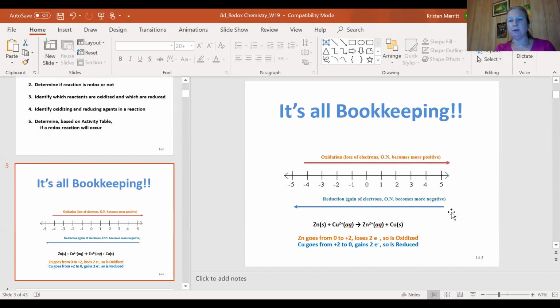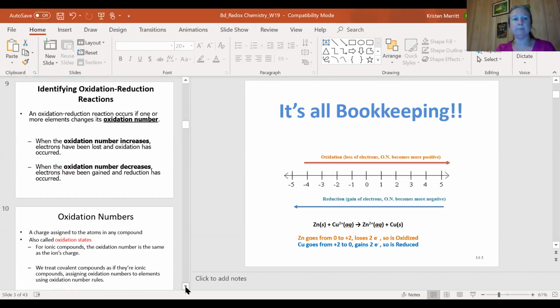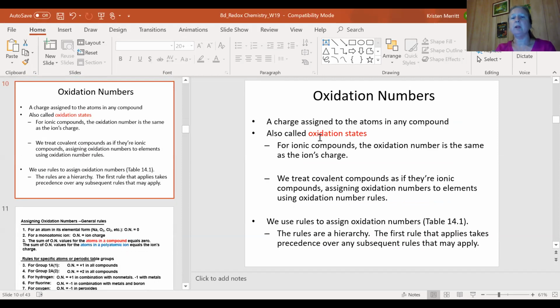If your oxidation number from left side to right side, reactant to product, becomes more negative, you start out as a positive or 0, and you move more towards the negative side of the number scale, it is being reduced, it's gaining electrons. We say it becomes more negative. So sometimes we call it oxidation numbers. You will also hear it called oxidation states. And we have rules that we follow.